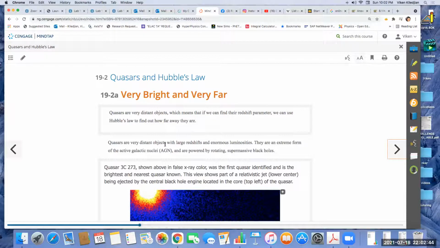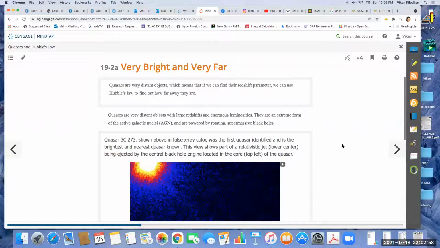Quasars are very distant objects with large redshifts and enormous luminosities. They are an extreme form of the active galactic nuclei and are powered by rotating supermassive black holes. That's going to be one of the extra credits that you will do if you want to do them, active galactic nuclei. These are very active nuclei of very active galaxies, and a quasar is an example of a very active AGN, active galactic nuclei.